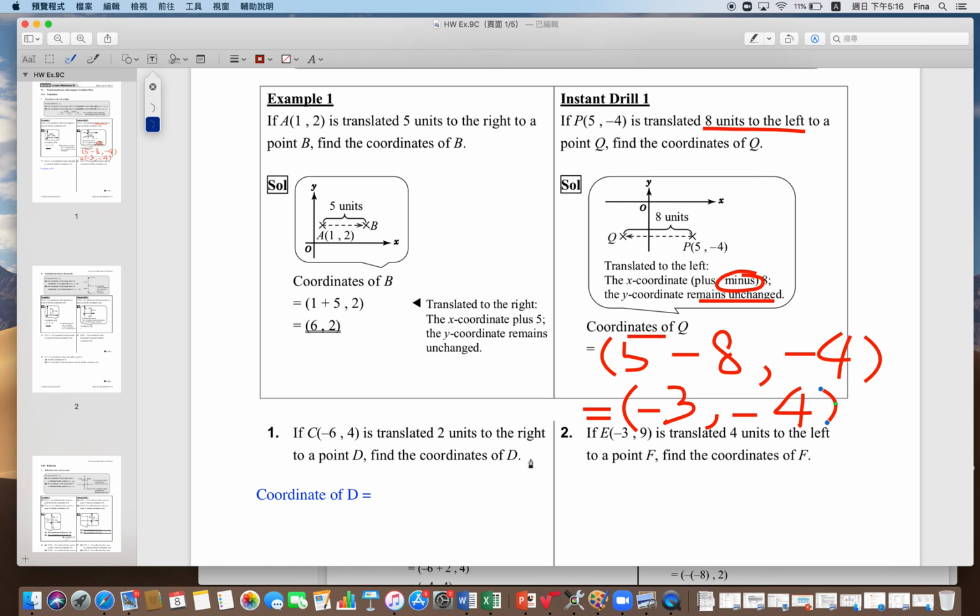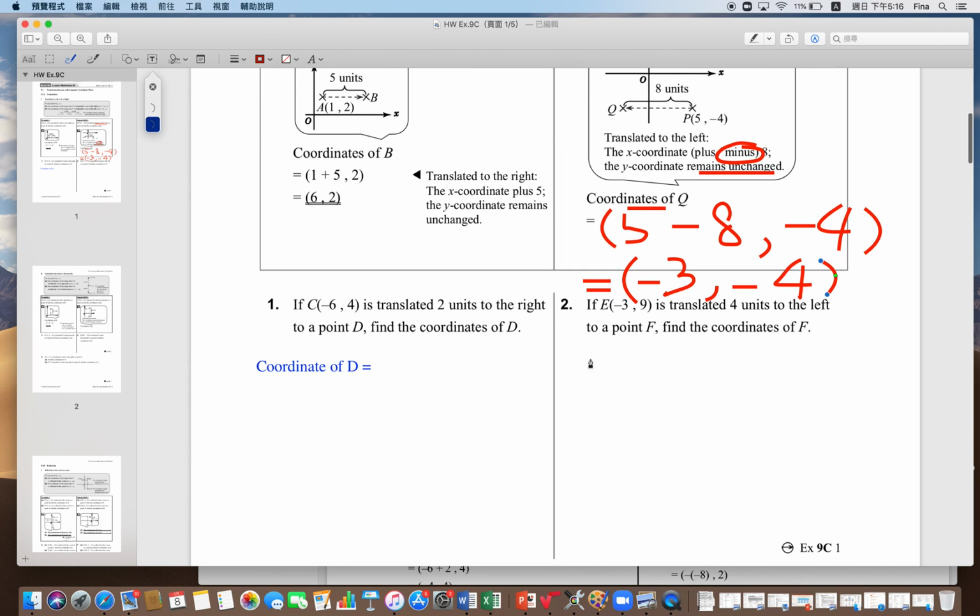And then I think question 1 and question 2 are similar to drill 1 and example 1, but don't forget, you have to present in this way. Write down what you are going to calculate. That is, it should be the coordinates. Okay, I forgot the S here. Coordinates of D. Why is it S? Because there are two coordinates, x and y coordinates. So when we are going to represent the coordinates of a point, it should be the coordinates of that point, because there should be x and y coordinates.